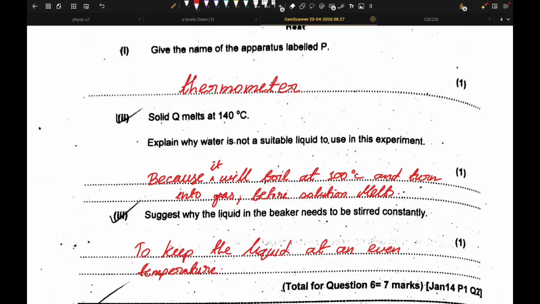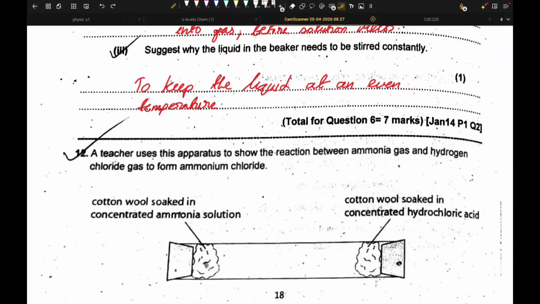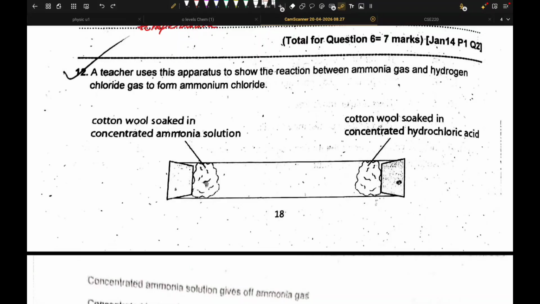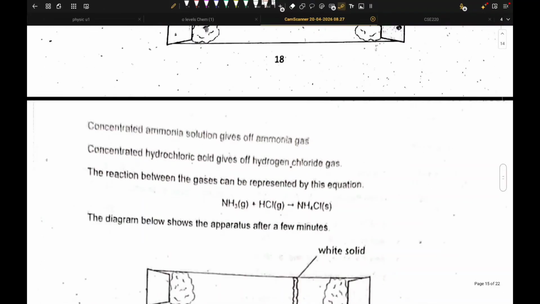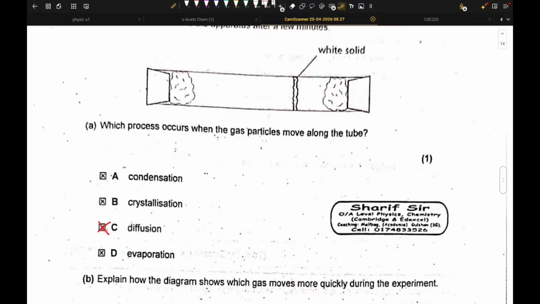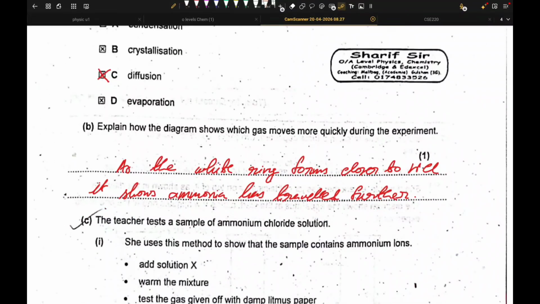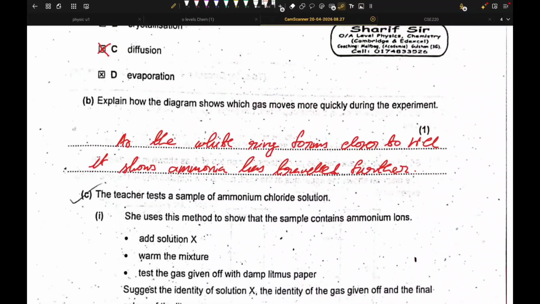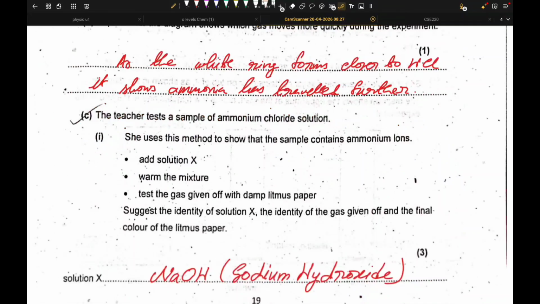So now if we write it in a formal way, we can just say to keep the liquid at an even temperature, or we can also say to keep all parts of the liquid at the same temperature. That also works. Question number 12, the ammonia question again. Diffusion, we all know. As the white ring forms closer to HCl, it shows ammonia has traveled further. Fine. I think there should be no problems regarding this, as we have already done this before.